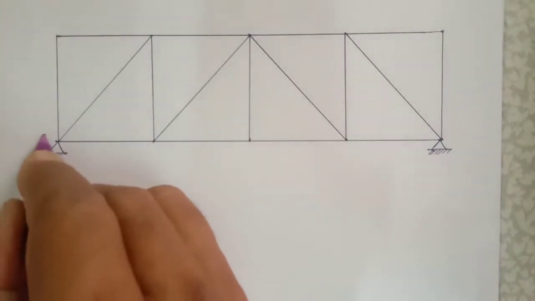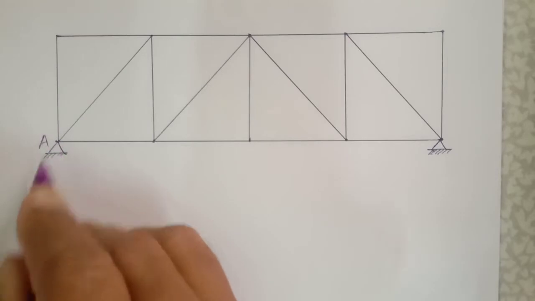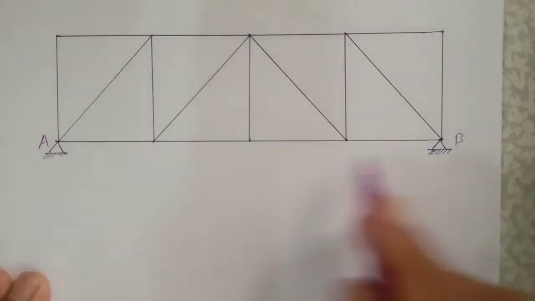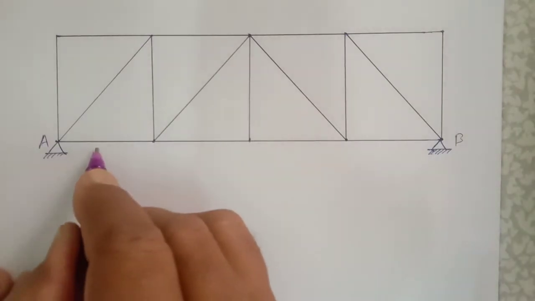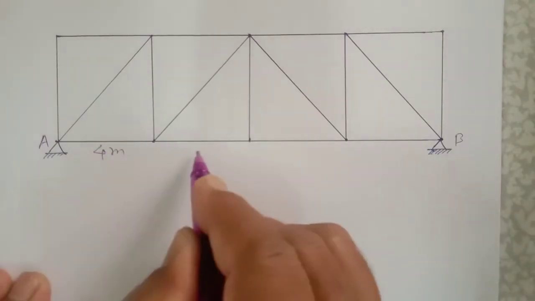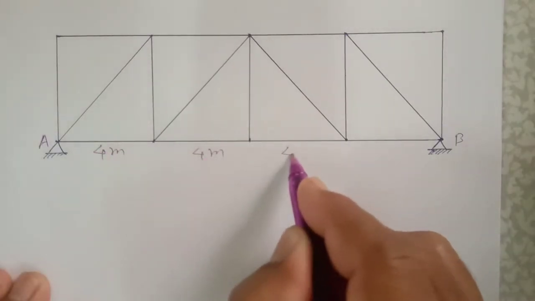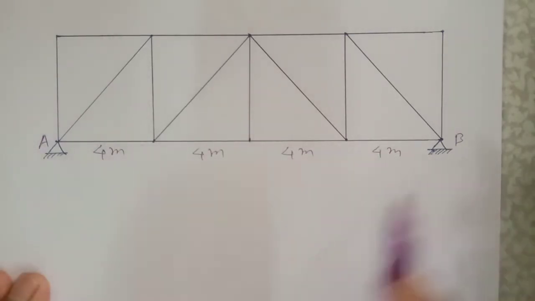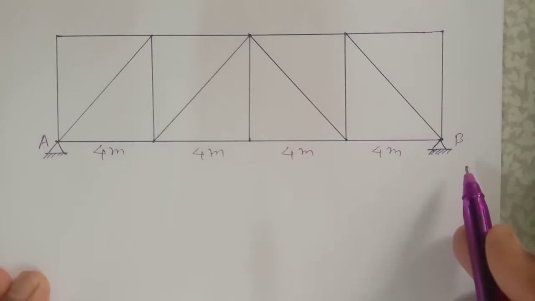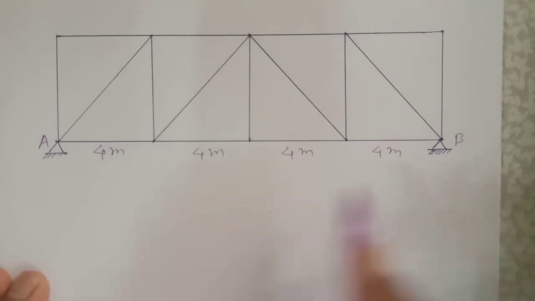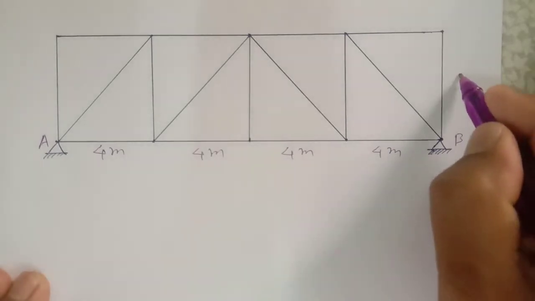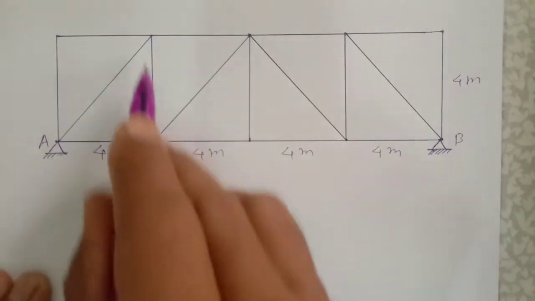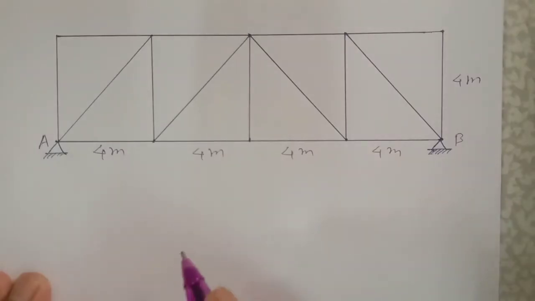At support A, we can say that one hinge is there, and at support B, another hinge is there. The span we have considered is 4 meter, 4 meter, 4 meter and 4 meter. Okay, equal span 4 meter. Total span, that is capital L, is equal to 16 meter, and height is also 4 meter. That means the angle is 45 degree. This is 4 meter, this is also 4 meter.